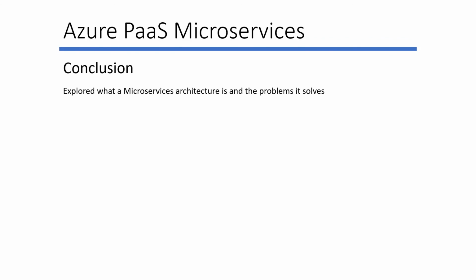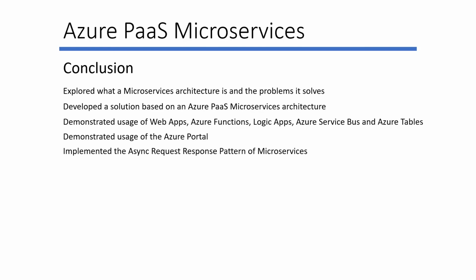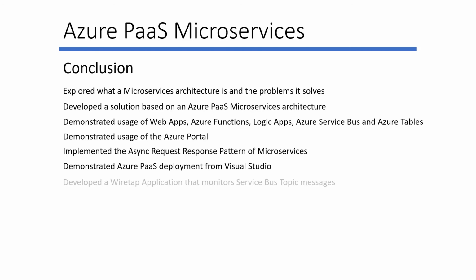We explored what a microservices architecture is and the problems it solves. Developed a solution based on an Azure PaaS Microservices architecture. We demonstrated usage of web apps, Azure Functions, Logic Apps, Azure Service Bus, and Azure Tables. We demonstrated usage of the Azure Portal. We implemented the async request response pattern of microservices. We demonstrated Azure PaaS deployment from Visual Studio. We developed a wiretap application that monitors Service Bus topic messages.